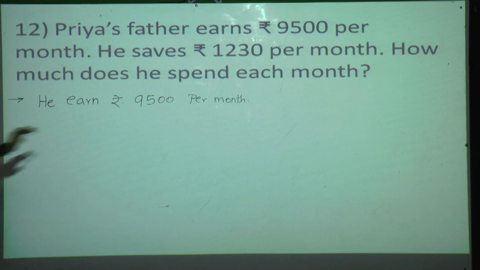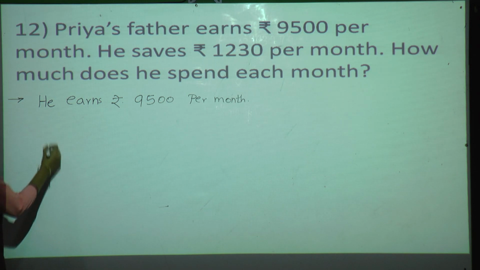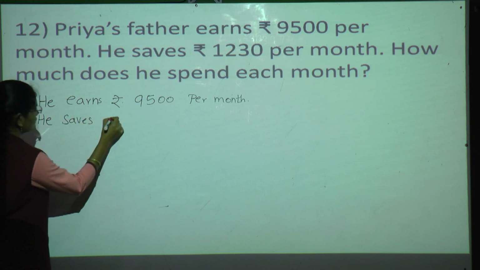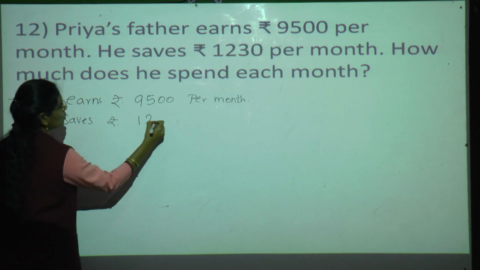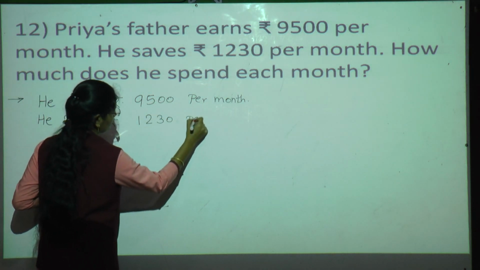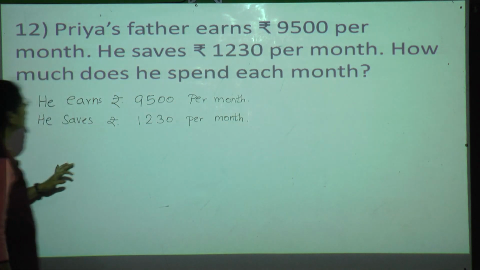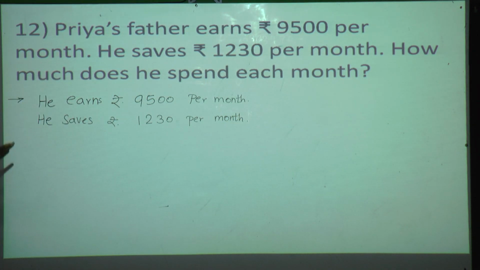Priya's father earns rupees 9,500 per month. Okay, then out of 9,500, how much he save? He saves rupees 1,230 per month. So what we will write here? He saves rupees 1,230 per month. Okay, and what is the question? How much does he spend each month?